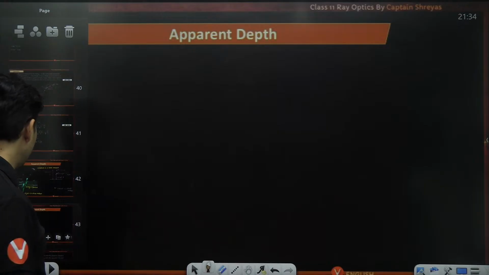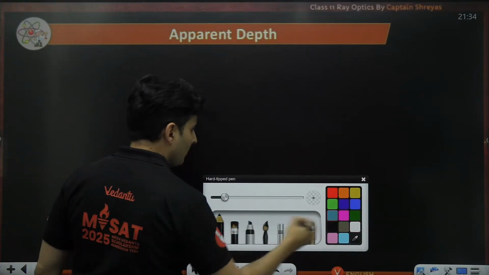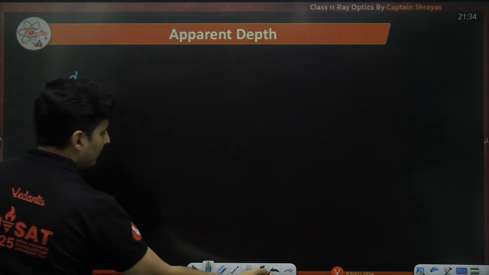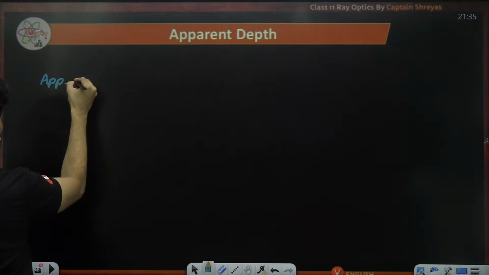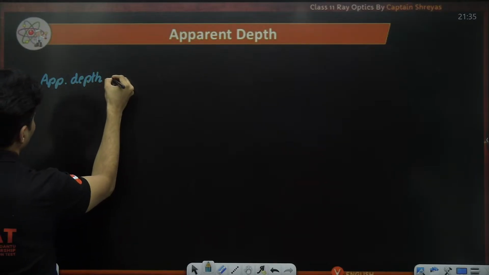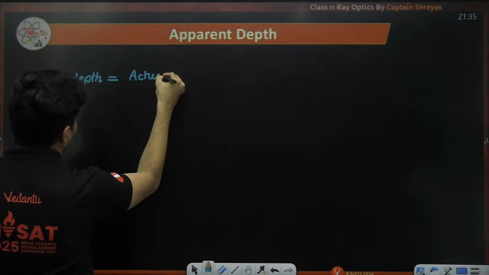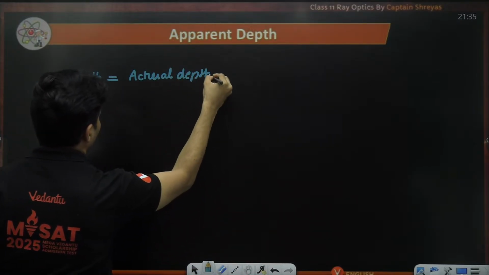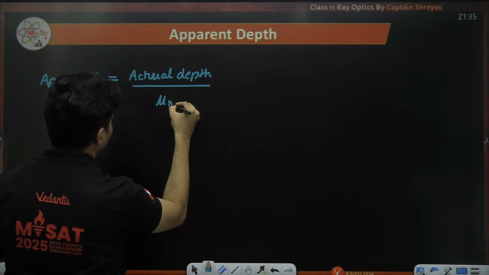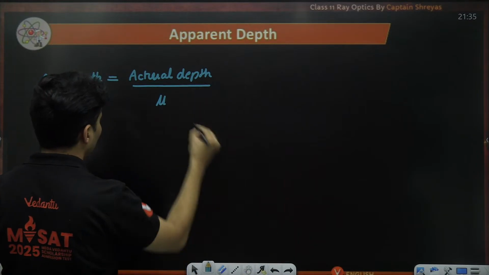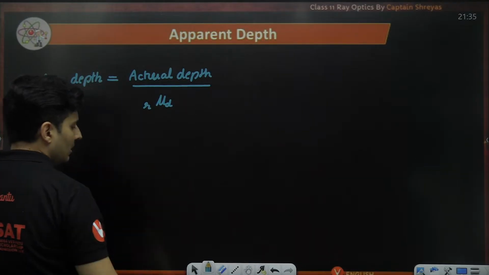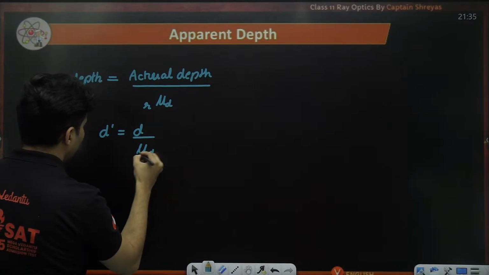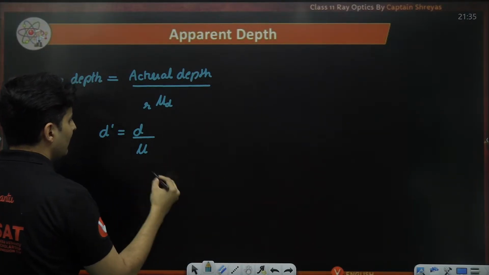So in the first scenario, when you're talking about depth, apparent depth will be actual depth divided by the relative refractive index of the denser medium with respect to the rarer one. That's it. So if it is a depth related concept, it will be just this formula. This is the relative refractive index.